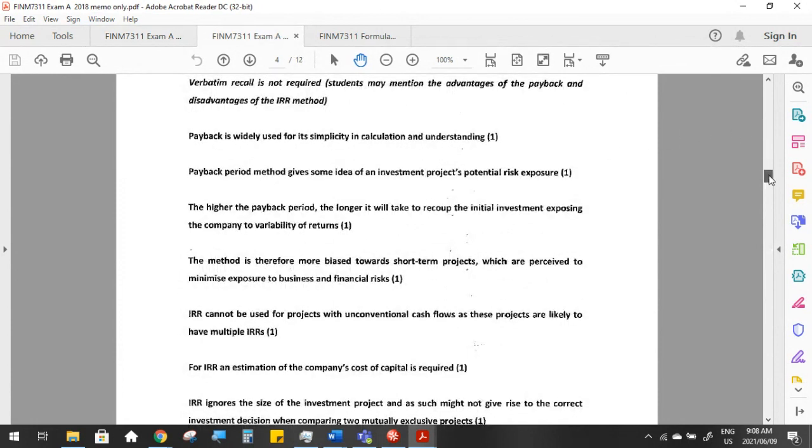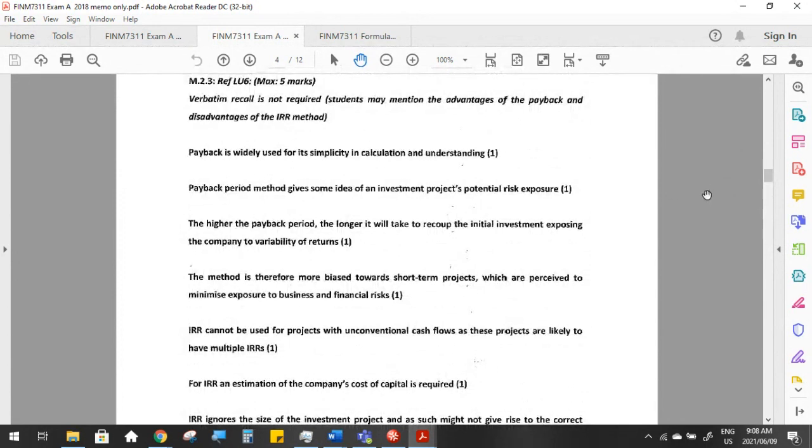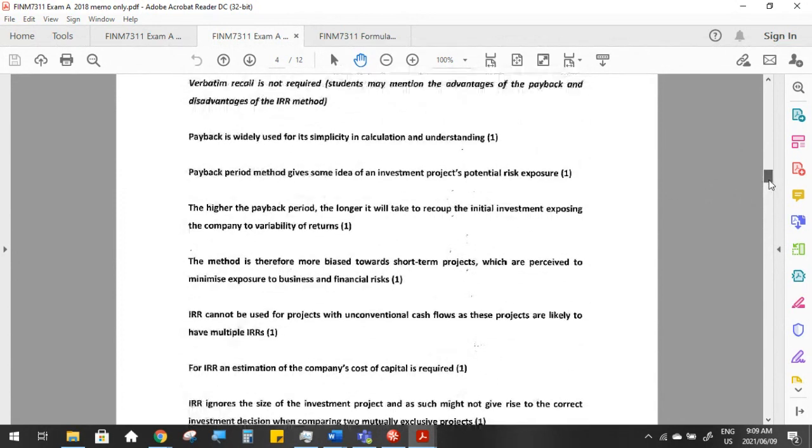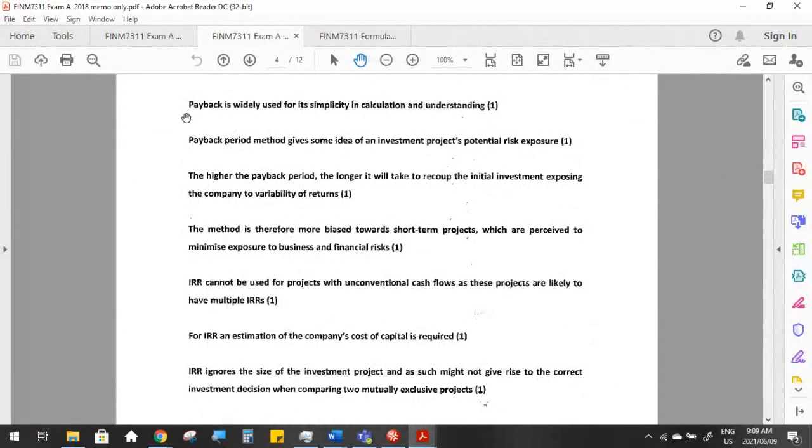So why would they prefer payback? Okay, because number one, payback is widely used because it's got a simplicity in calculation and understanding. It also gives us some idea of the investment's potential risk exposure, because it's telling us how many years it's going to take before we actually start getting a return on our project. The higher the payback period, the longer it will take. Anyway, so you can go through all of this, so you can see how they've given a mark for each fact. So you have to give a separate statement to get each one of those separate 5 marks.